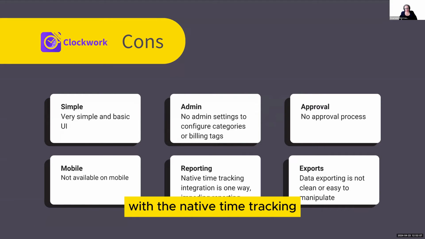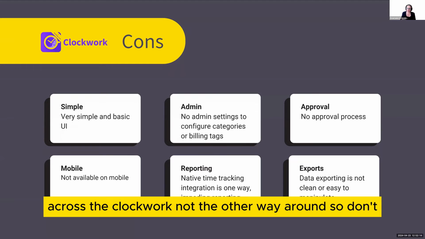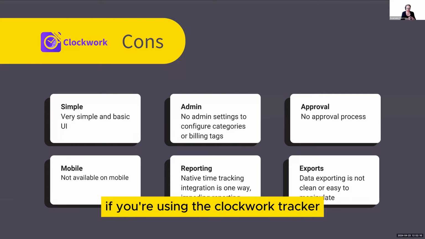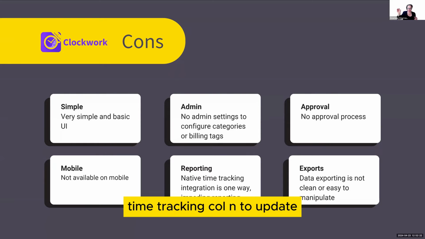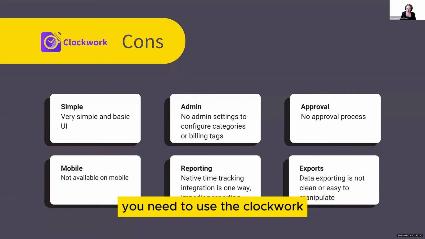With the native time tracking, the integration is only one way. So it's only from the native time tracker across to Clockwork, not the other way around. So if you're using the Clockwork tracker, which I'll show you in a sec, in the item, and you're expecting the native time tracking column to update, it won't. So for reporting or for your source of truth, you need to use the Clockwork numbers that are coming out rather than the native one, because it is only one way.